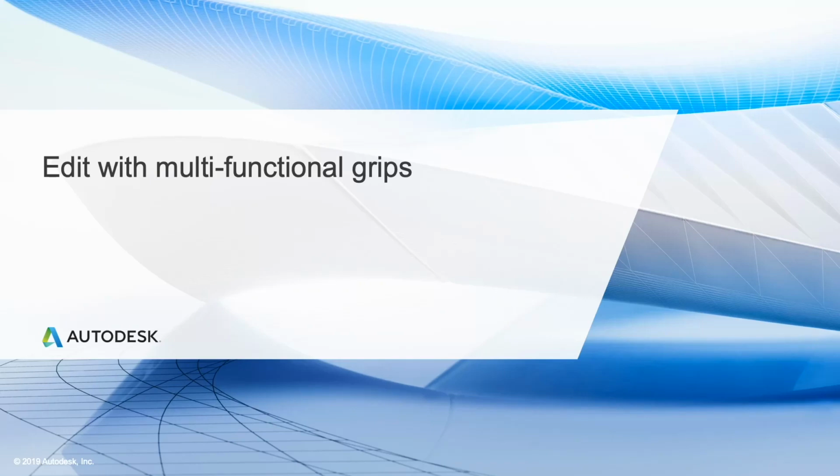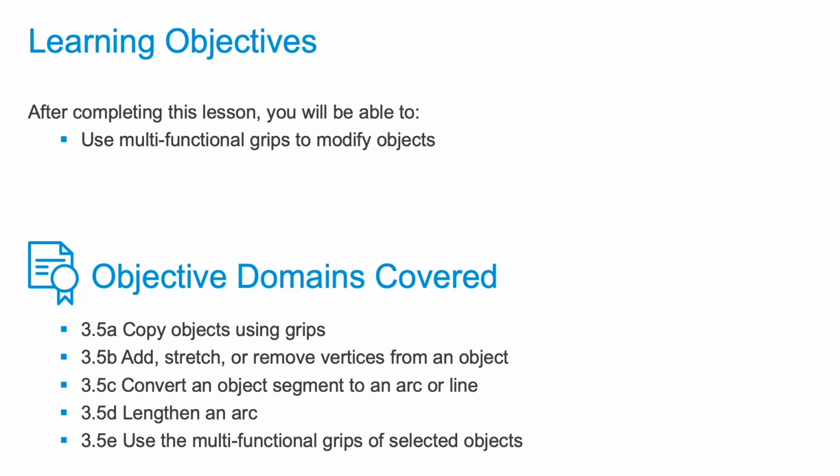We're going to be looking at how to use multifunctional grip editing. Grips allow you to reshape, move, or manipulate objects in your drawing. Multifunctional grips are object-specific options. You can see what options are available to you by hovering over the grip of the selected object.